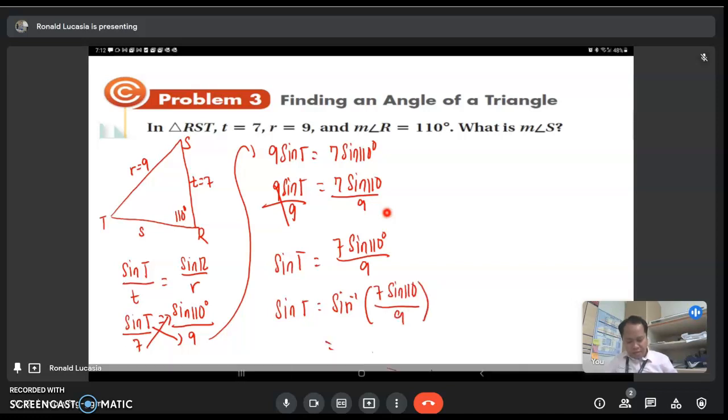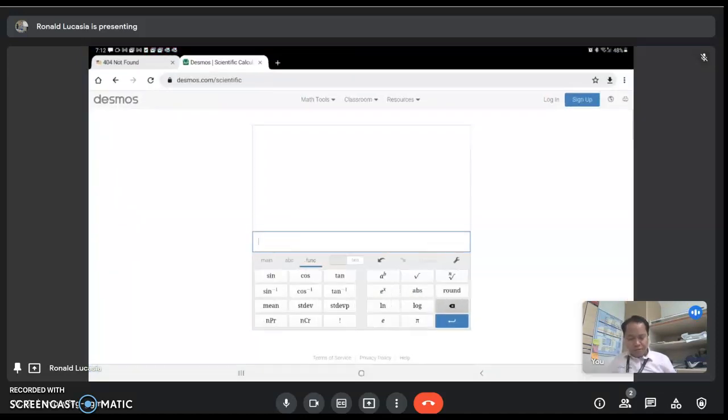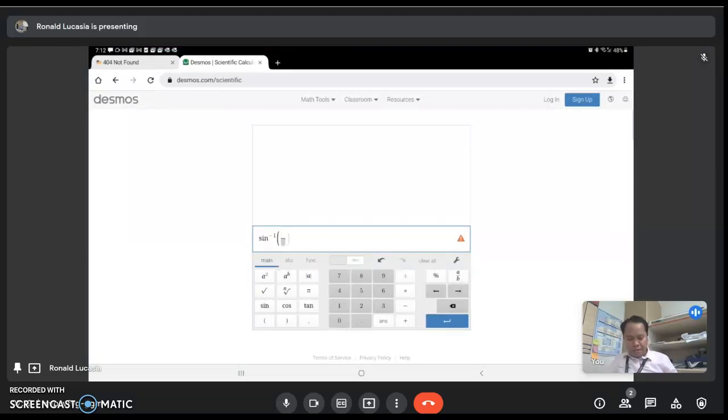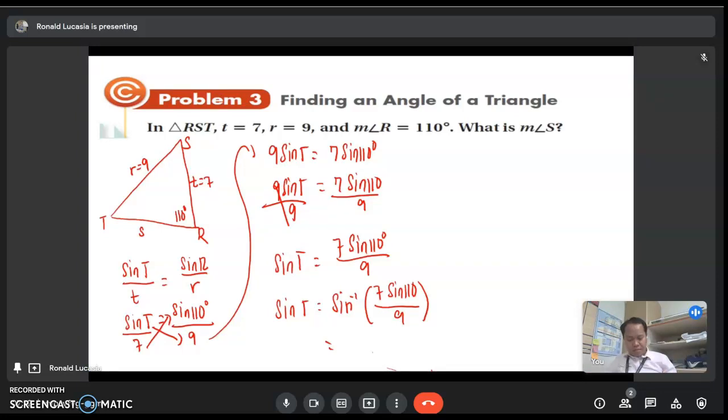Let's try to do it in Desmos scientific calculator. Function. So you have sine inverse, and then 7 sine 110 over 9. That will give you 46.95 degrees. Round off your answer, that's going to be 47 degrees. So, which means that this one will give us 47 degrees. Angle T is 47 degrees.